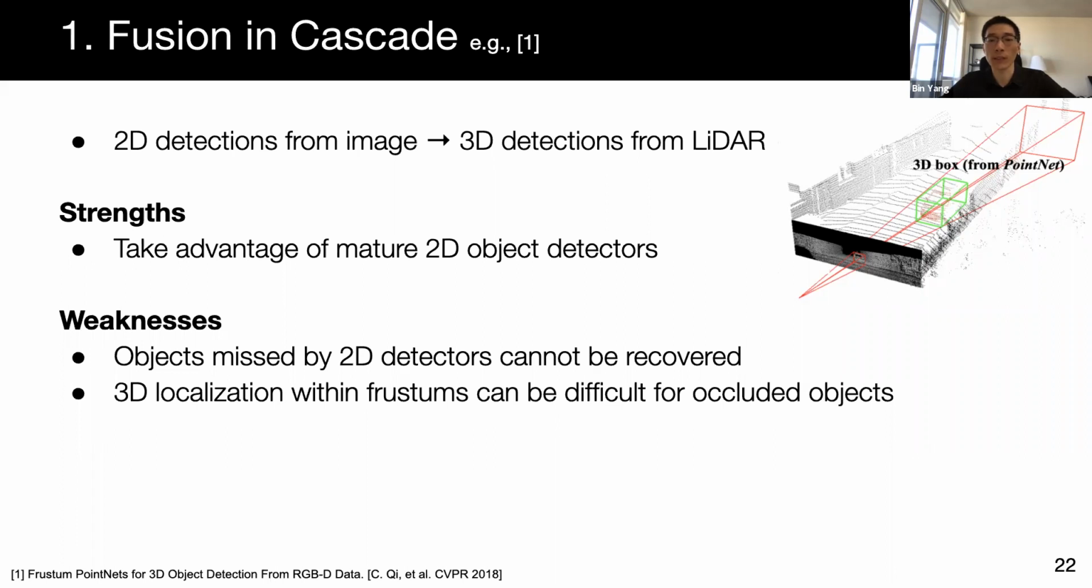However, due to its cascading nature, this approach cannot recover from errors made in the first stage. For example, if an object is missed by the 2D detector, it will not be able to recover by the second stage. Furthermore, 3D localization within frustums can be difficult for occluded objects.